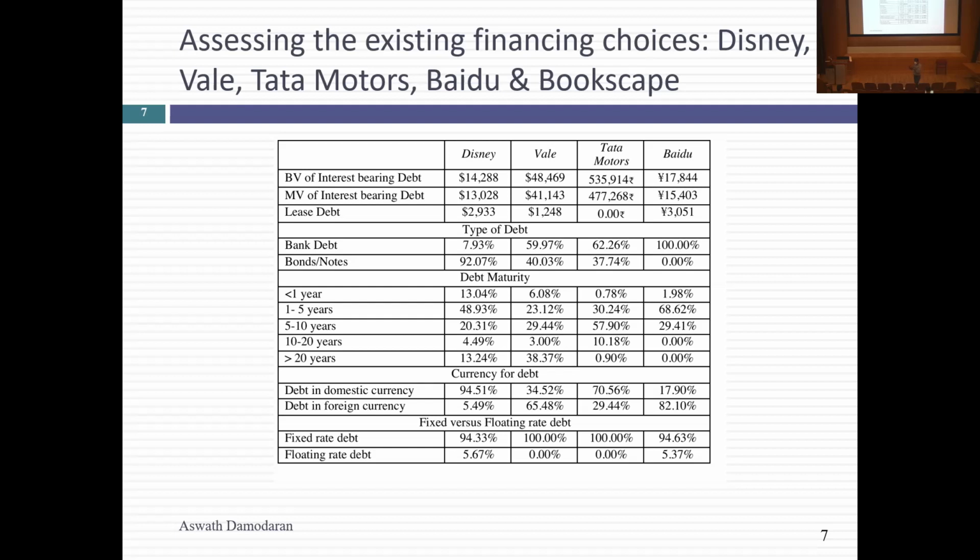And the one thing I would actually expect, given that Jaguar Land Rover is growing faster than Tata Motors in India, is that the proportion of foreign currency debt should increase over time. And then when you look at Baidu, you notice that 82% of its debt is foreign currency debt. Where does Baidu get all of its revenues? 100% in China. This is a clear mismatch. So later, when we talk about the right kind of debt, we can ask, why is this happening?